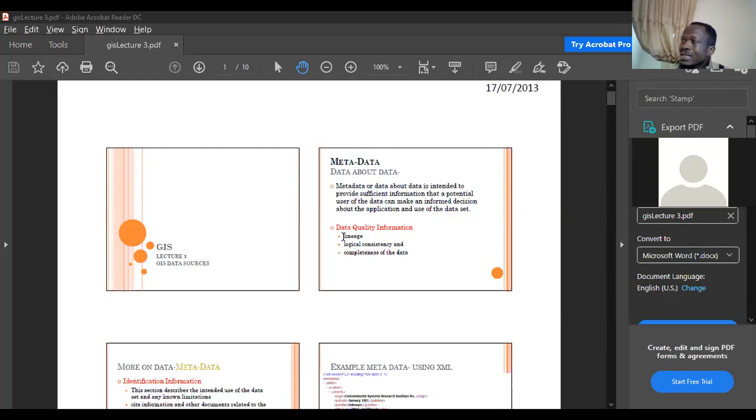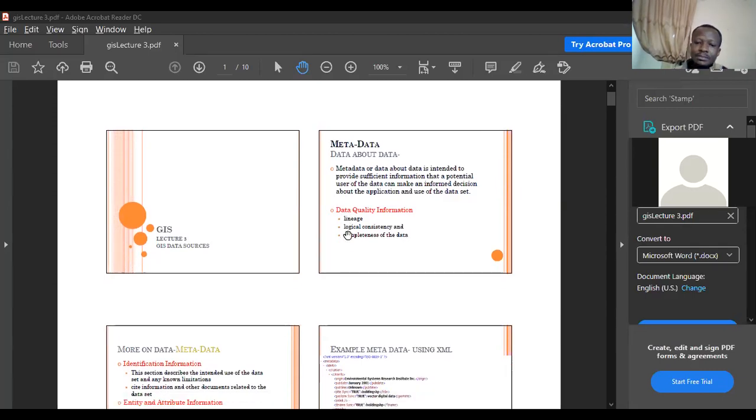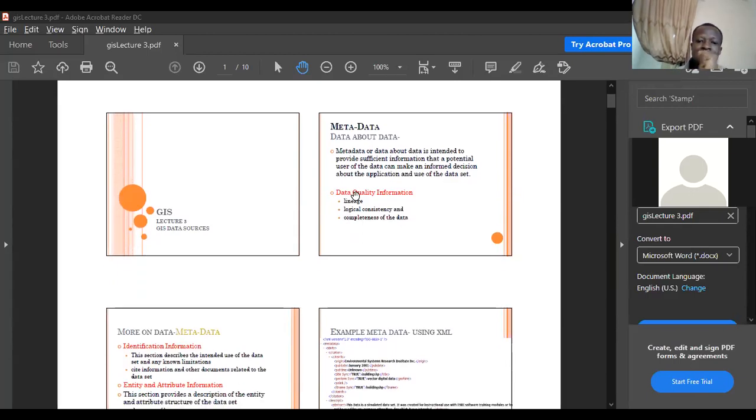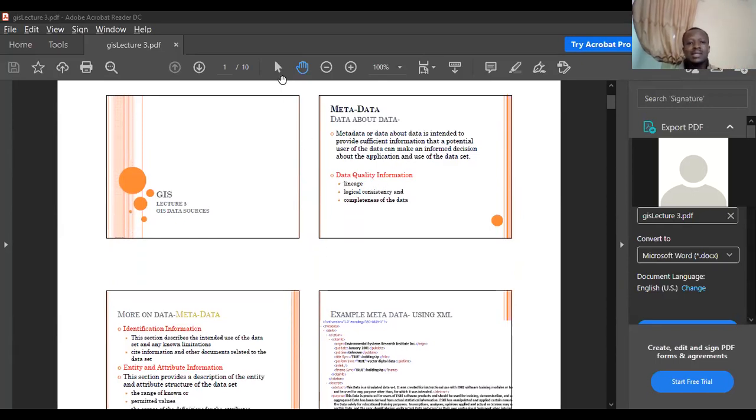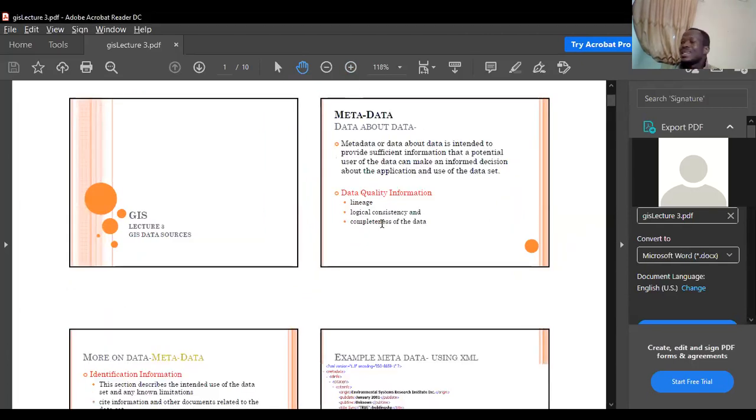You can group the metadata into different sections. You can have the data quality information in one section. You can have the identification information, then you can have the entity and attribute information. So let's start with the data quality information. So what is the data quality information? What is that about? Okay, we talk about the lineage of the data.